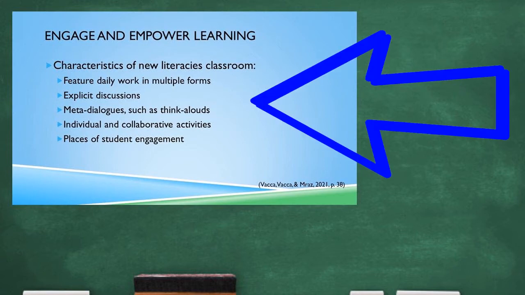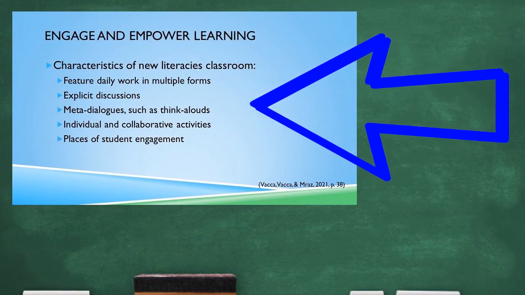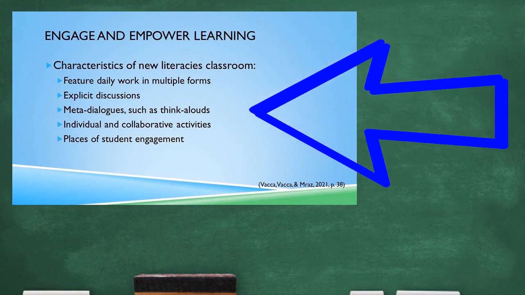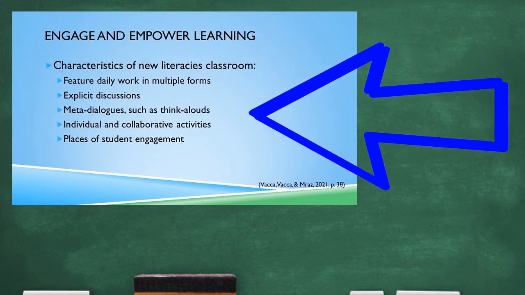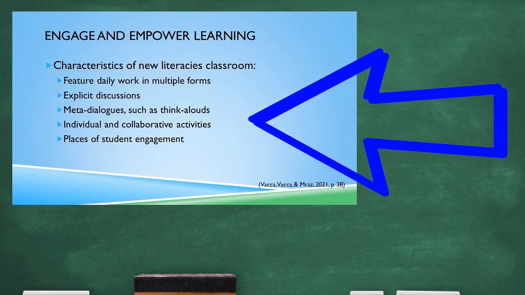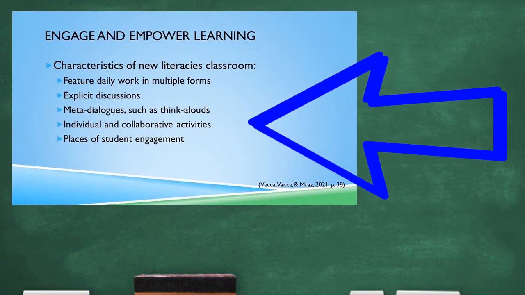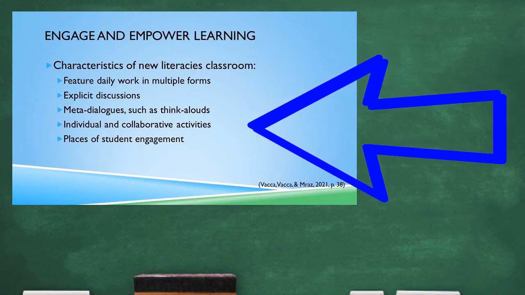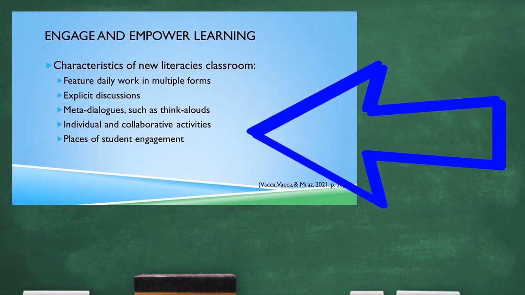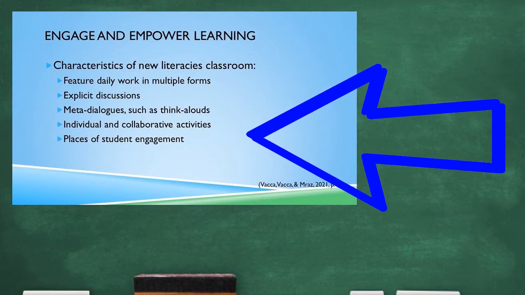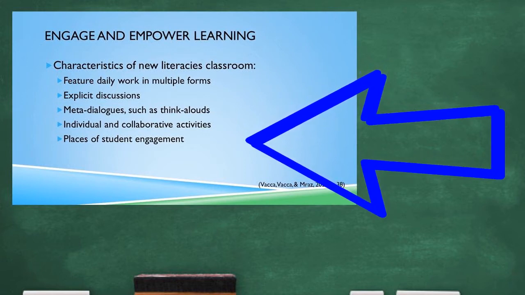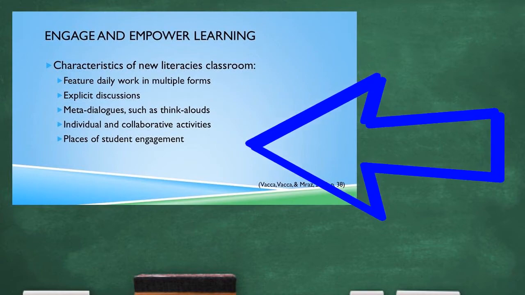These classrooms feature daily work in multiple forms of representation. There are explicit discussions of the merit of using certain symbol systems in certain situations with much choice. There are meta-dialogues, such as think-alouds, by teachers who model working through problems using certain symbol systems. Students take part in a mix of individual and collaborative activities. Finally, these classrooms are places of student engagement in which students report achieving a flow state.